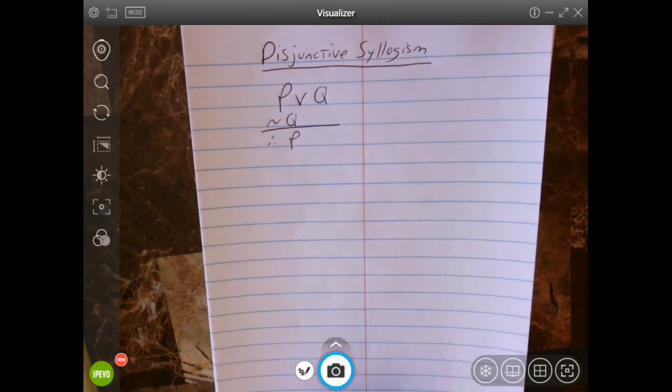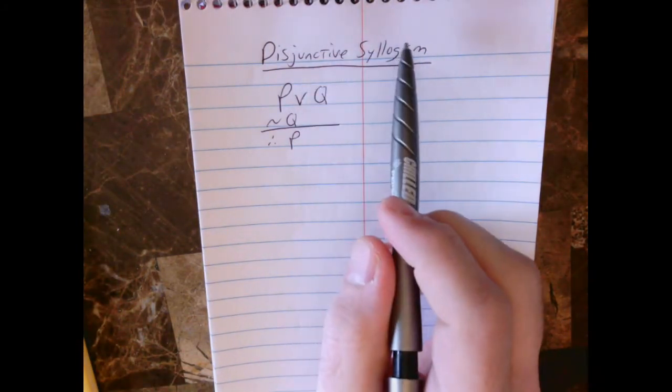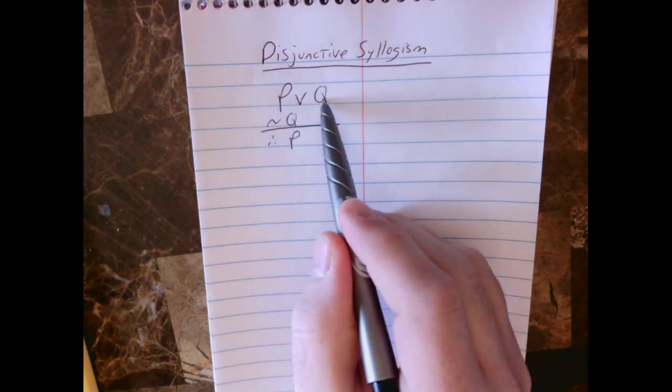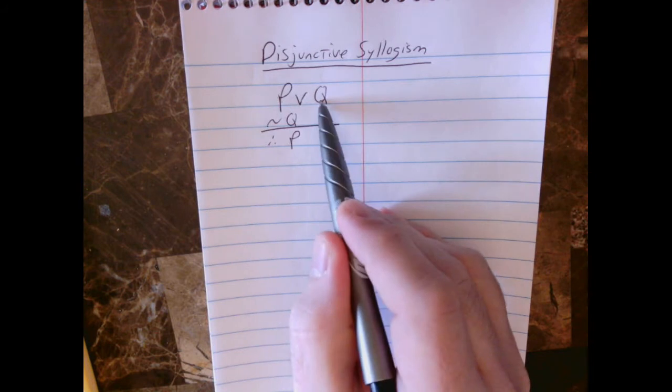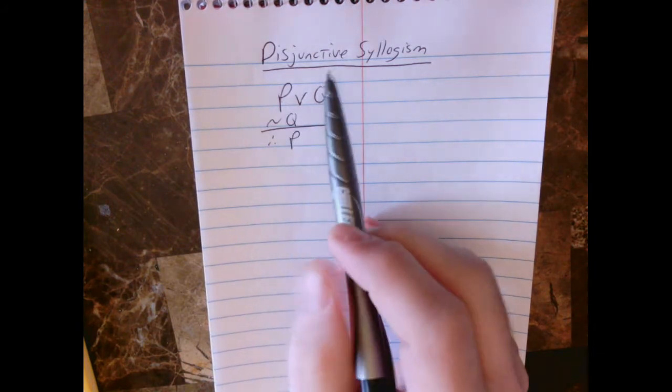Hey guys, here's a little walkthrough for our next logical rule, disjunctive syllogism. This is the one where if you have P or Q and you also have the negation of Q, then you can conclude P. So think about that in context like the other ones we did.